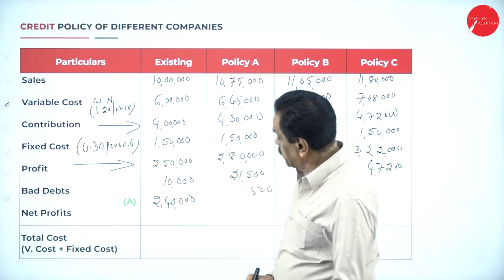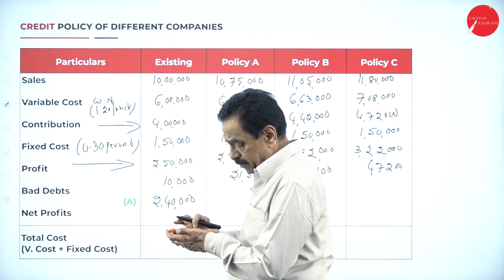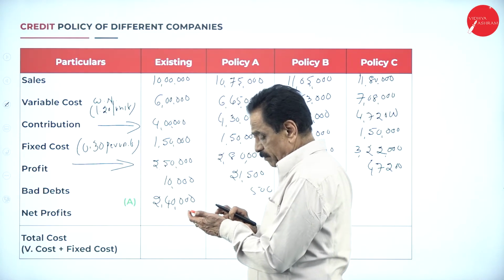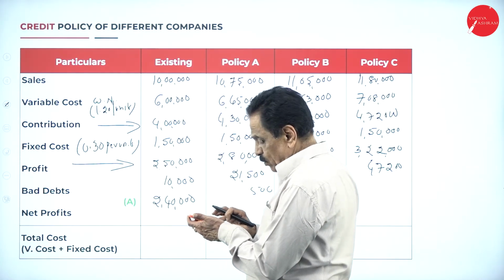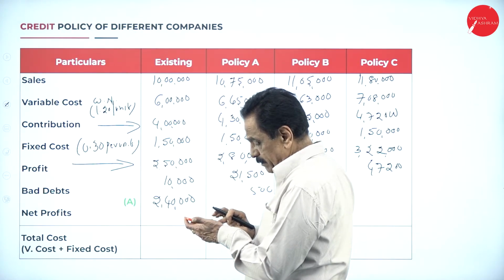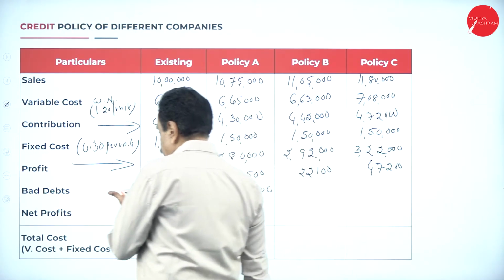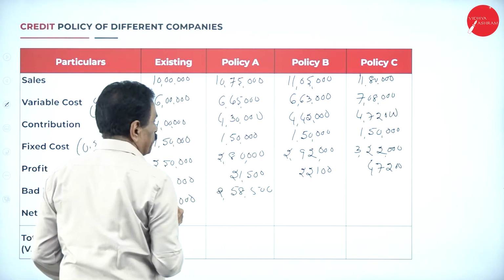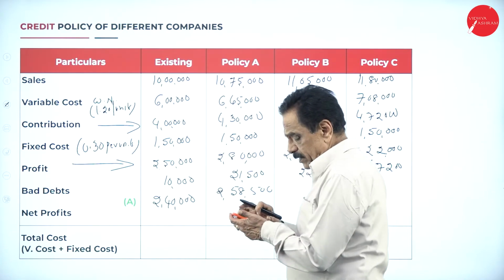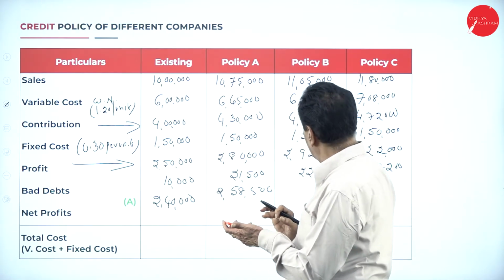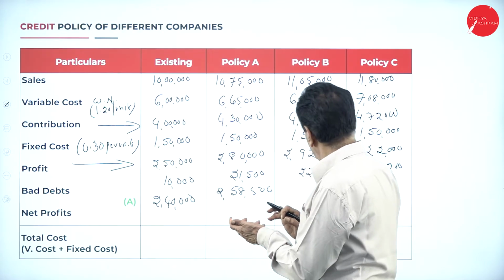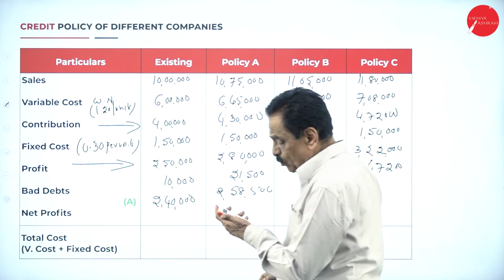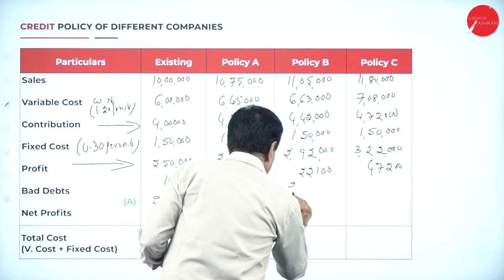2,80,000 minus 21,500 is 2,58,500. Then 2,92,000 minus 22,100 is 2,69,900.